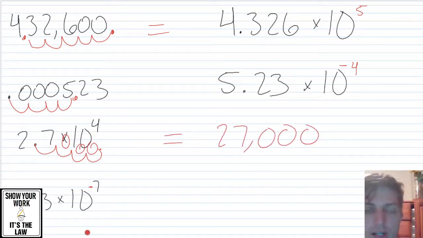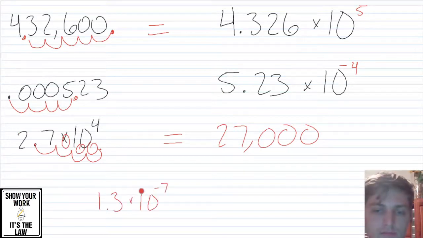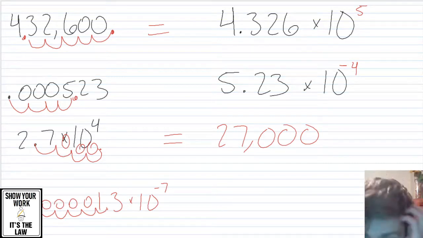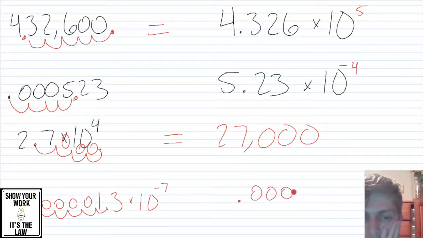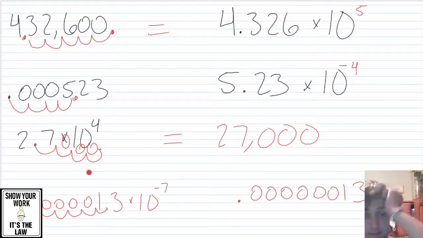And then down here, the negative tells us we're moving the decimal to the left 7 times. Okay, so we're moving it to the left 7 times. 1, 2, 3, 4, 5, 6, 7. So we fill all that with zeros, and we tack on a decimal right there. So that means this expanded out is 0.000000013. So that's easy enough. When it's already in scientific notation, it's just a matter of moving the decimals. Negative to the left, positive to the right.